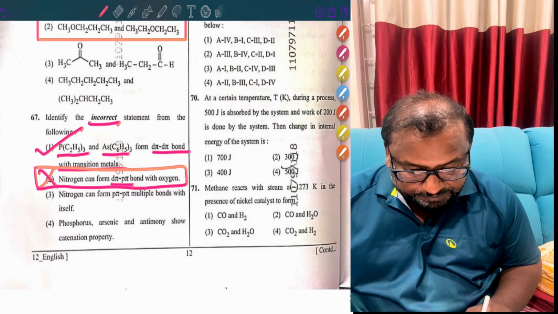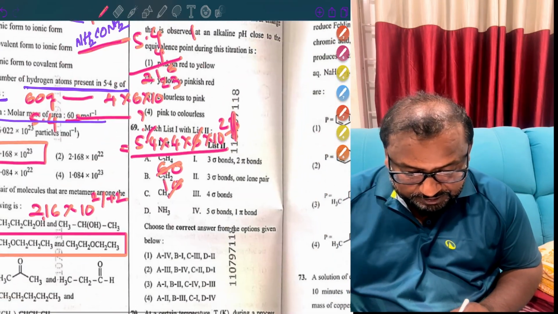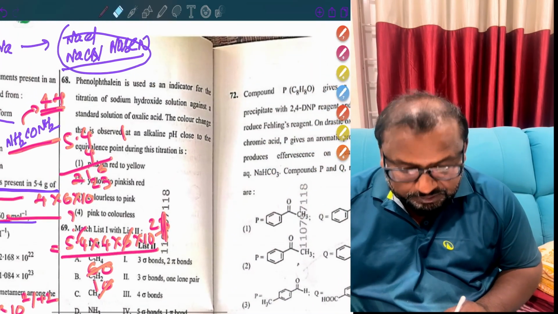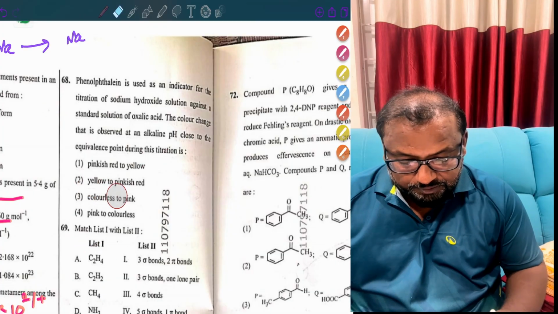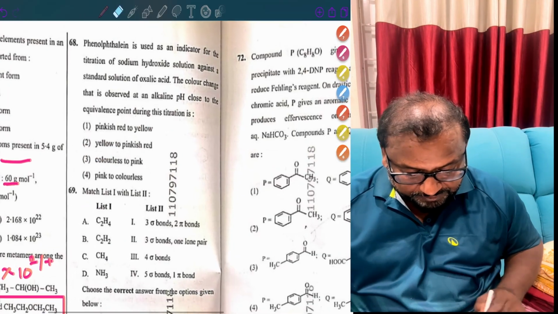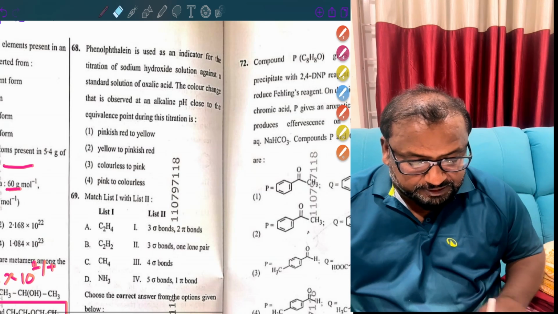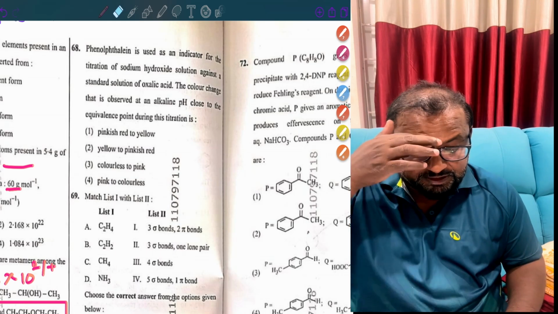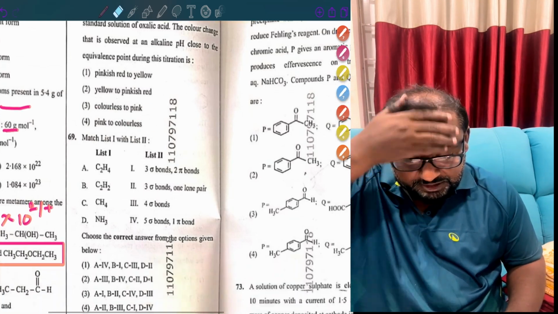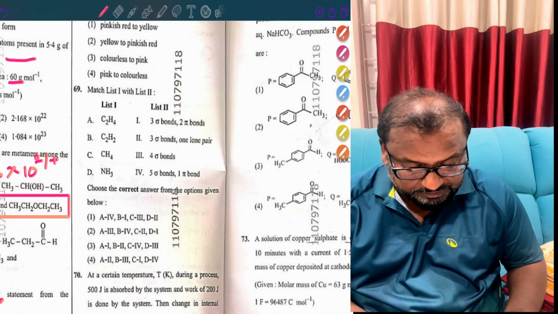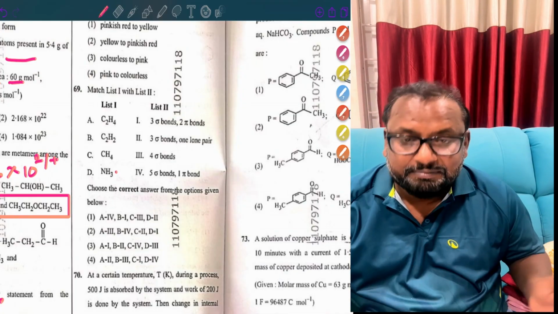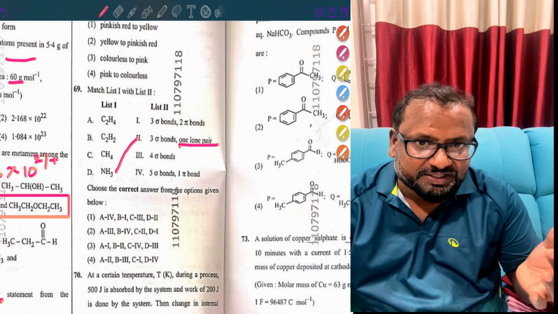Nitrogen can form d-pi. So this is the incorrect statement and this is our answer. Nitrogen doesn't have d orbital, that's why it's not possible. Even we don't look into the other options. Next one, phenolphthalein is used as an indicator in titration. So color change will be pink to colorless.